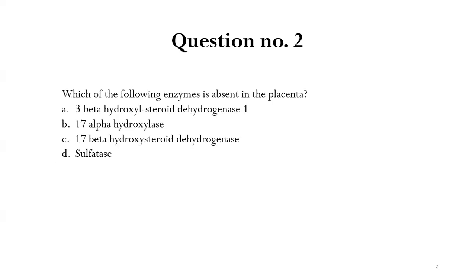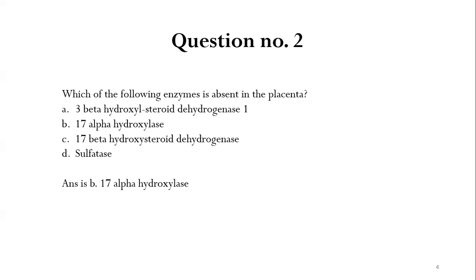Second question: which of the following enzymes is absent in the placenta? A. 3 beta hydroxysteroid dehydrogenase 1, B. 17 alpha hydroxylase, C. 17 beta hydroxysteroid dehydrogenase, or D. sulfatase? Yes, the answer is B, that is 17 alpha hydroxylase.